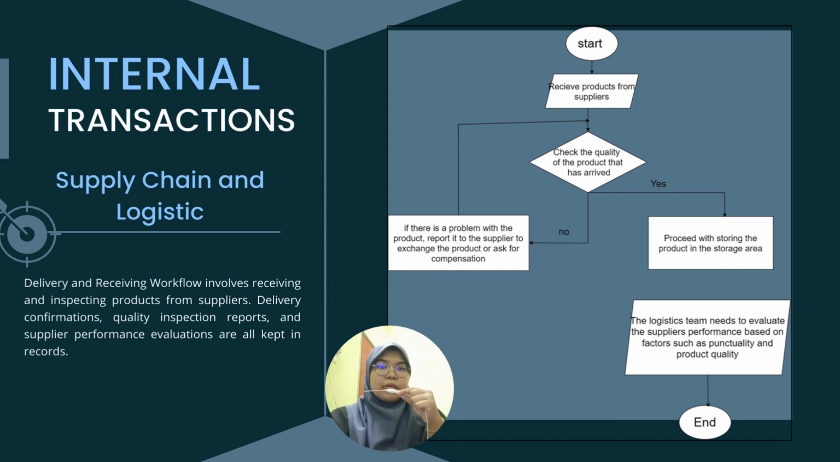So, following the flowchart, first we need to receive the product from suppliers, and then check the quality of the product that has arrived. If there is a problem with the product, we need to report it to the supplier to exchange the product or ask for compensation. If the quality is okay, we proceed with storing the product in the storage area. The last step is that the logistics team needs to evaluate the supplier's performance based on factors such as punctuality and product quality.